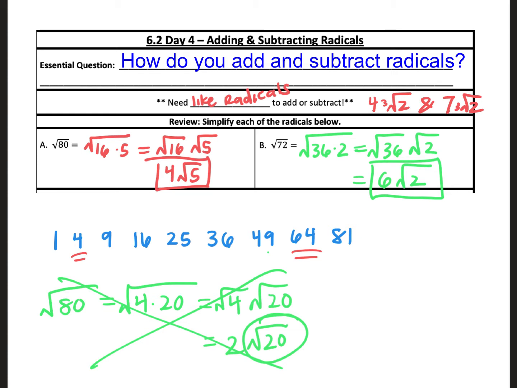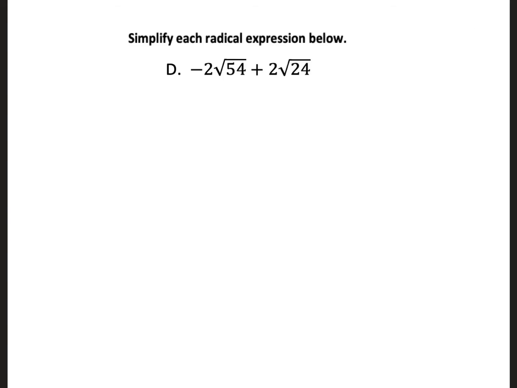Today, you're going to focus a lot on simplifying things and then combining your like radicals, but you have to be able to simplify in order to combine your like radicals. Again, check out the notes from 6.1 if you're unsure or need to see more about this. My first example is negative 2 root 54 plus 2 root 24. Again, we need our radicals to match. We need the number underneath to be the same in order to combine them.